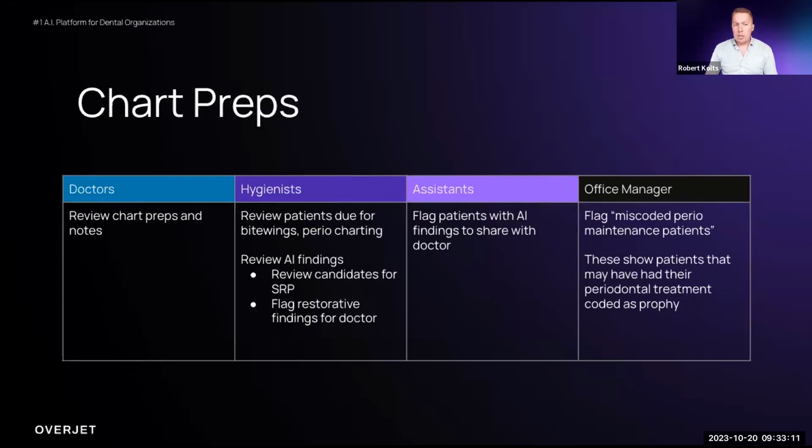Chart preparation is typically the responsibility of hygienists and assistants as they determine what this patient is going to need today. So you might look for things like, do I need a perio probe? Do I need to take radiographs? What was their chief complaint last time? What was the treatment that we diagnosed last time that didn't get scheduled? Are there any medical alerts or medical history related issues that I need to be aware of?